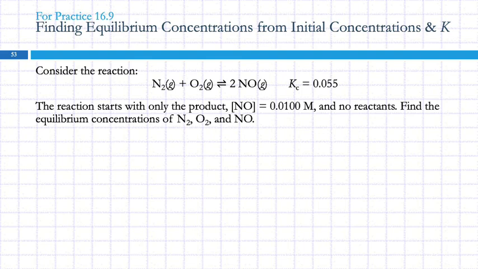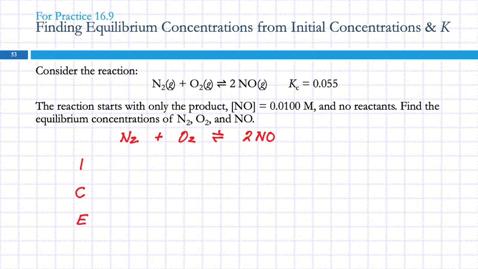Yeah. Okay, consider this reaction. Nitrogen and oxygen forming NO. So we're starting out with only product, no reactants, and it's saying find the equilibrium concentrations of all three things. So we're given the equilibrium constant, we know the starting concentrations. So I'm going to rewrite the chemical equation down here, and this is going to be my ICE table.